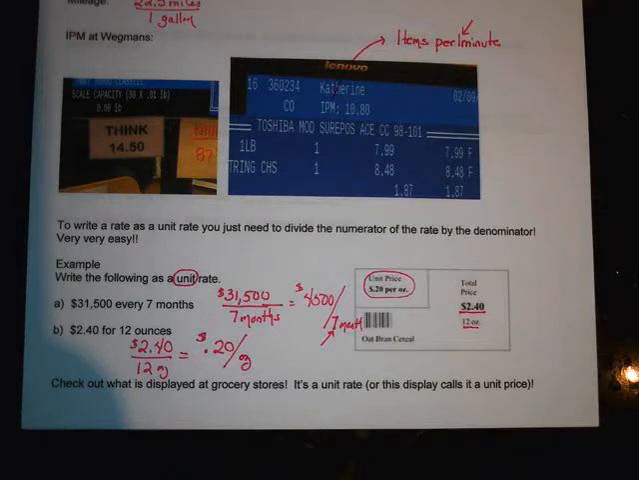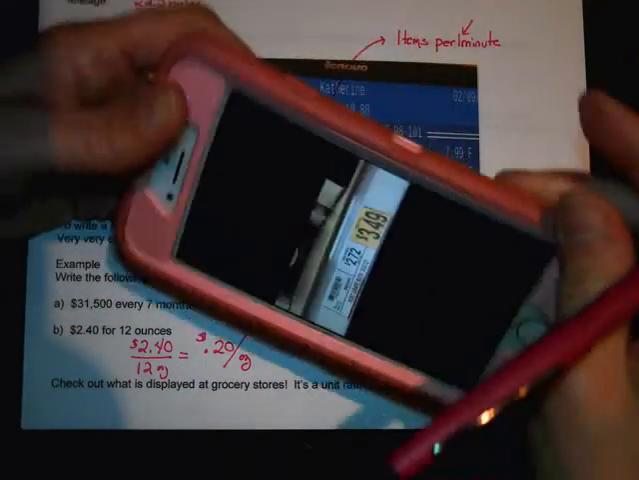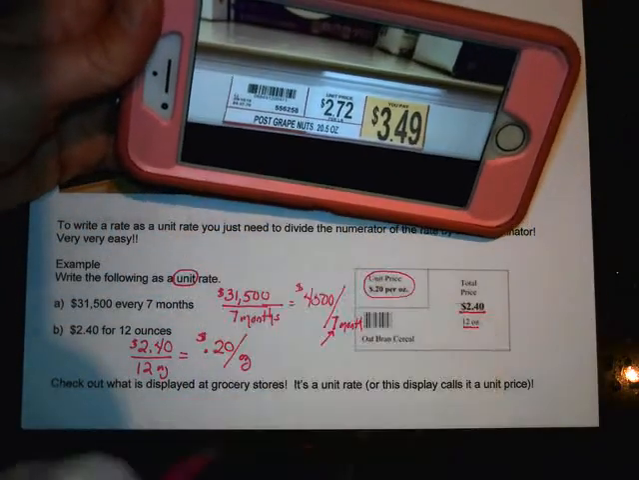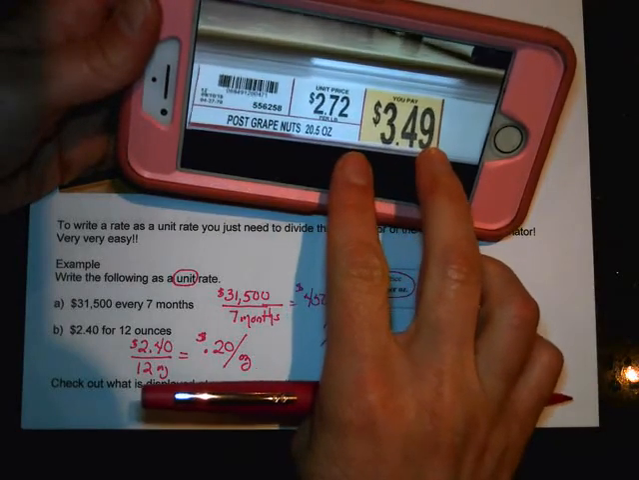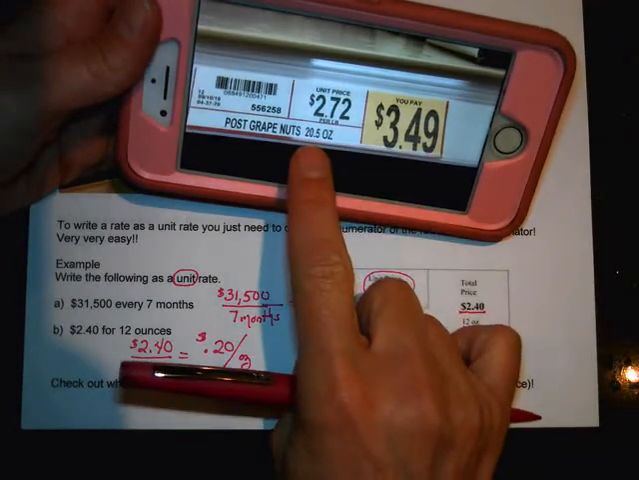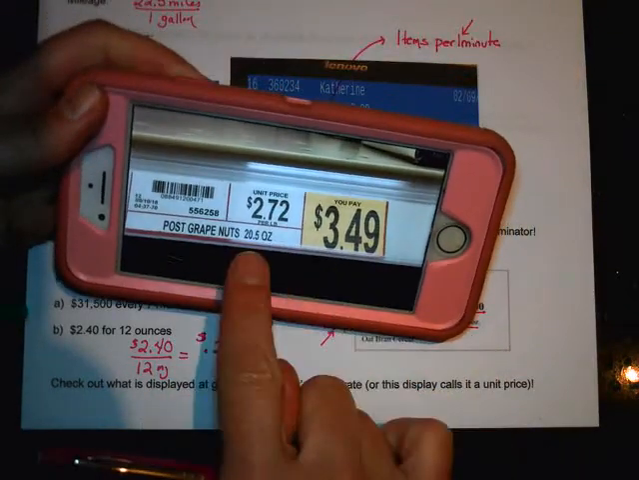So when I was at Wegmans, I took some unit price pictures. All right. So I was shopping for my mom, and she needed me to buy her some grape nuts. Now look. So this is, I was going to pay $3.49 for like a little over a pound of grape nuts.